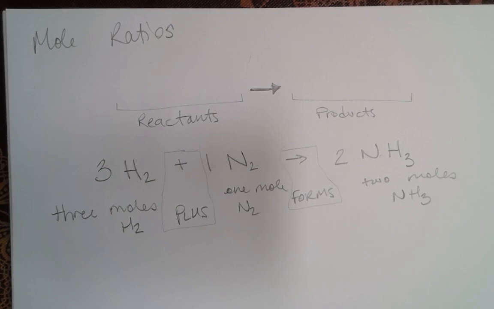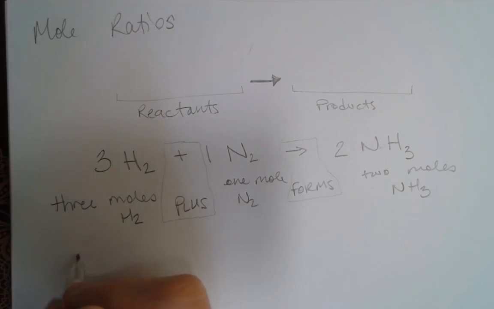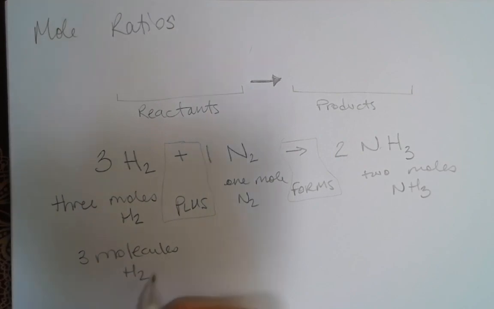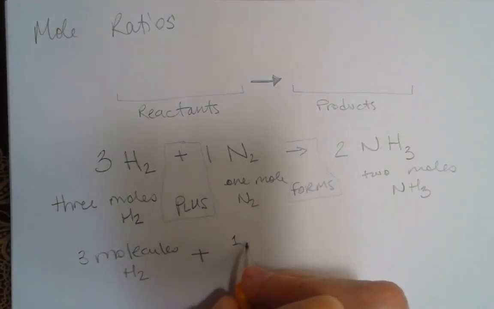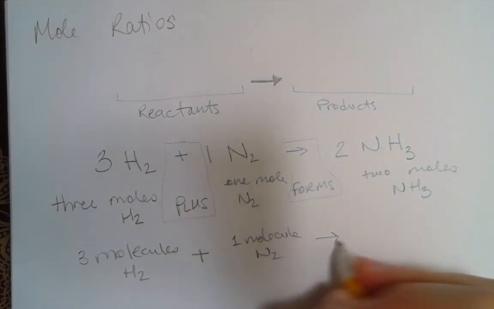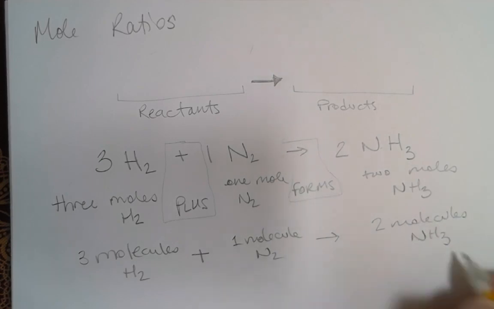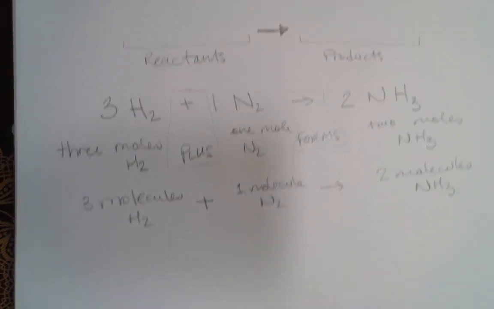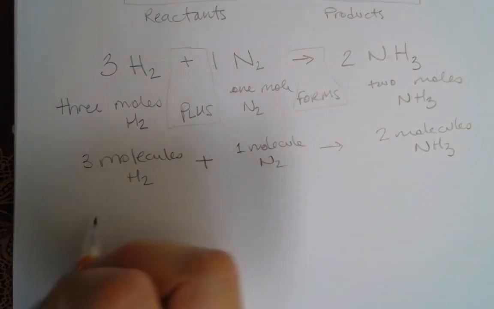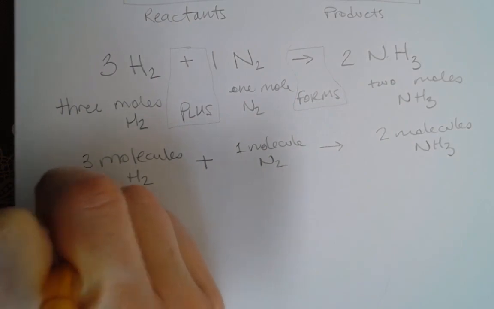You could do this another way too. You could say 3 molecules of H2 plus 1 molecule of N2 forms 2 molecules of NH3. You could even, let's say you start with 100 molecules, no, try again. Let's make that a somewhat nicer number.